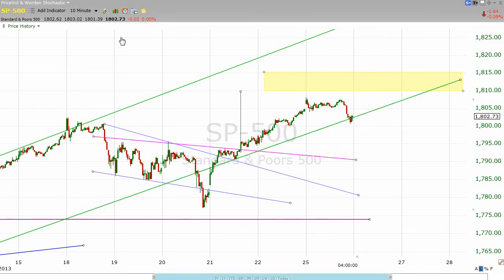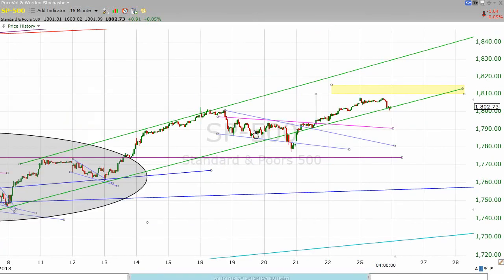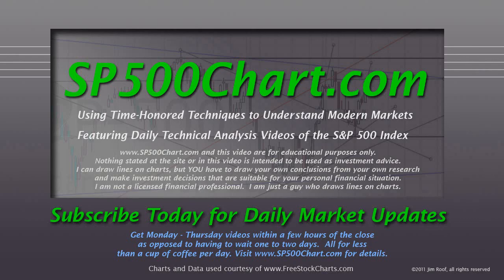But the fact that we have been in this channel for a while, if we can bounce here and start to work our way into this area, and then if we can start to get into the 18 teens, 1820, then I think that might be the handwriting that the S&P does want to head up and tag this top line again. Right now, let's just keep an eye on it. So that's the video for November 25th, 2013.